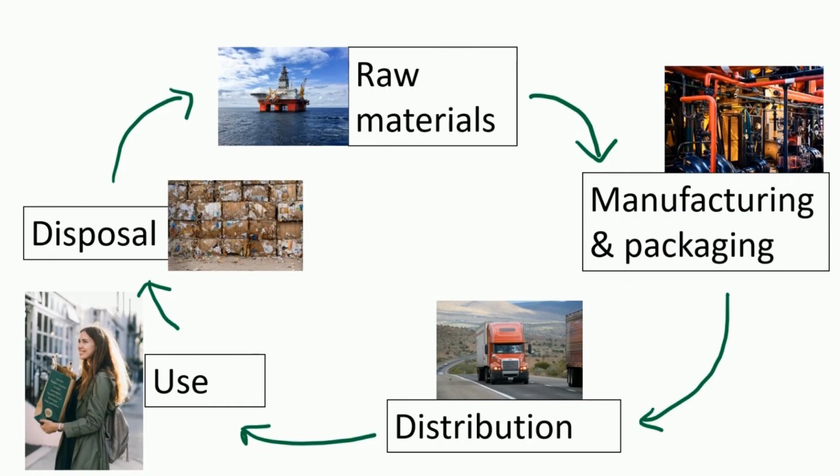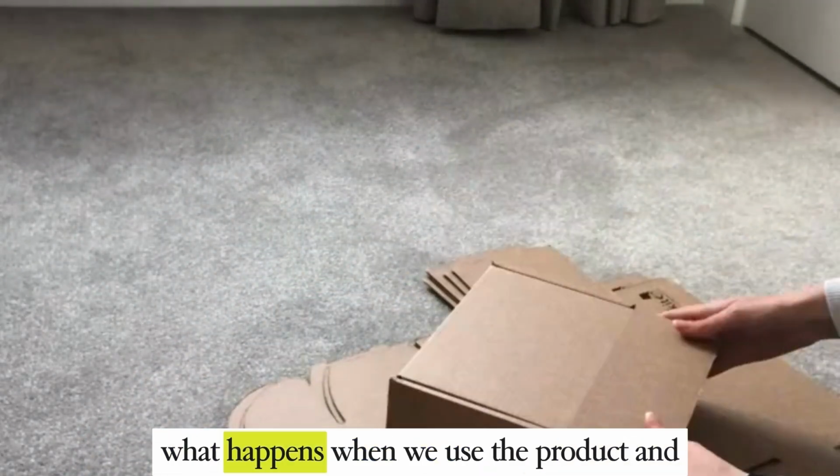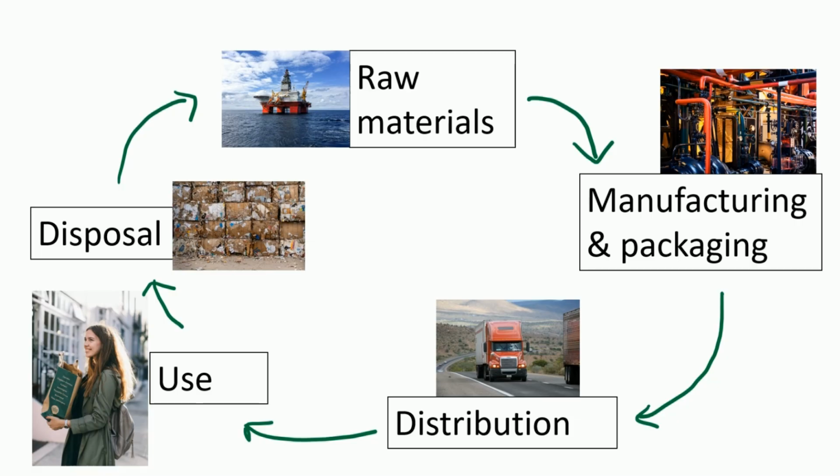So they're the main stages of a life cycle assessment. We look at the raw materials, we look at how it's manufactured, we look at the packaging and distribution, what happens when we use the product, and finally how it's disposed of.